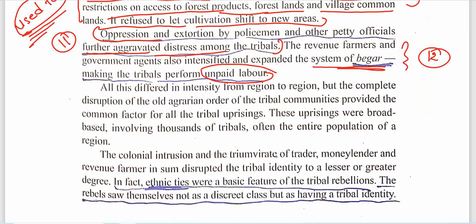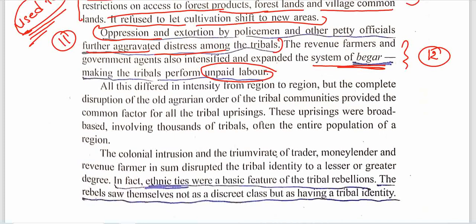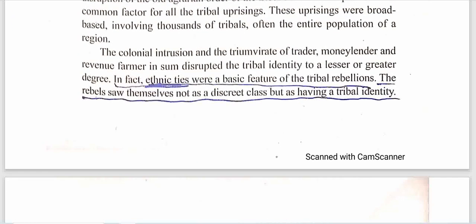12th. All these differed in intensity from region to region, but the complete disruption of the old agrarian order of the tribal community by colonial institutions and the triumvirate of traders, moneylenders, and revenue farmers in some way disrupted the tribal identity to a lesser or greater degree.